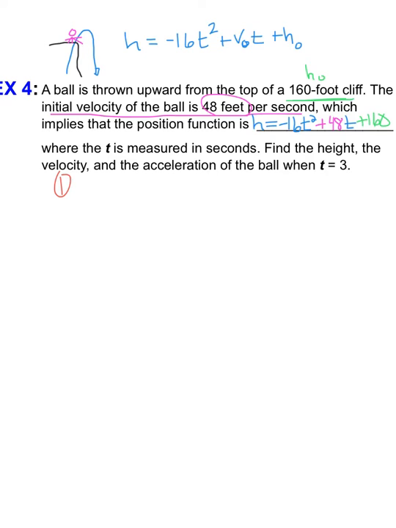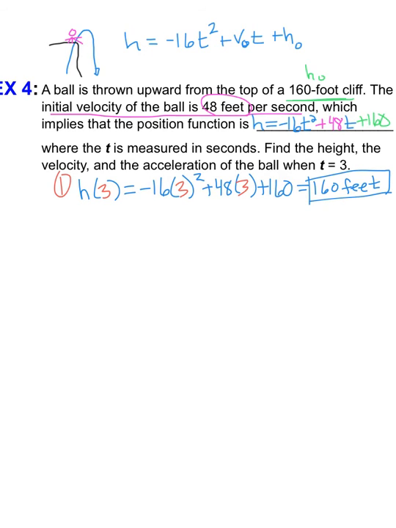All right. So we've got h of t. So I'm going to write it as h of t. It's negative 16 times t squared plus the 48 times t plus 160. So we're going to substitute 3 in for every t. And if you run that through your calculator, you are going to get 160 feet. So after 3 seconds, the height of the ball is 160 feet. So there's answer number 1.